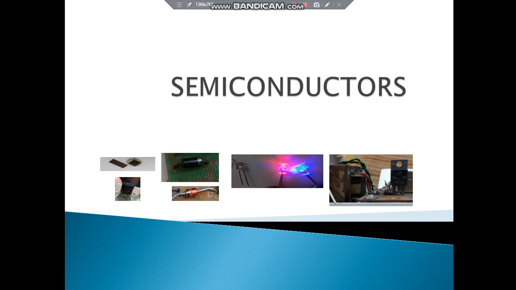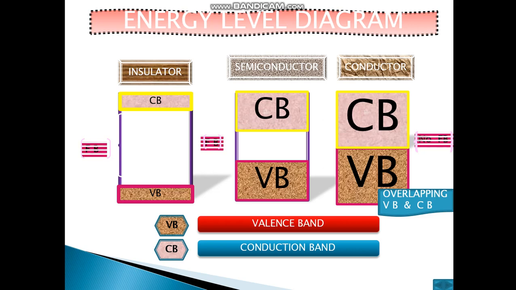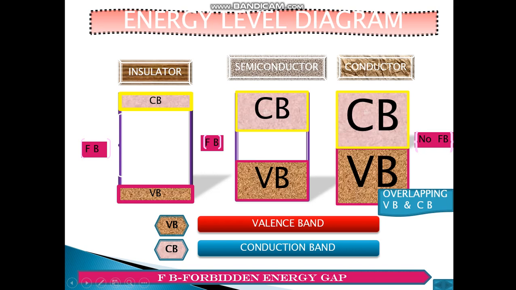Today we talk about semiconductors. Now let us see the energy level diagram: the insulator, semiconductor and conductor. If you compare, the forbidden energy gap between the valence band and the conduction band is the largest in insulators and it is overlapping in the conductor. Semiconductor is in between.